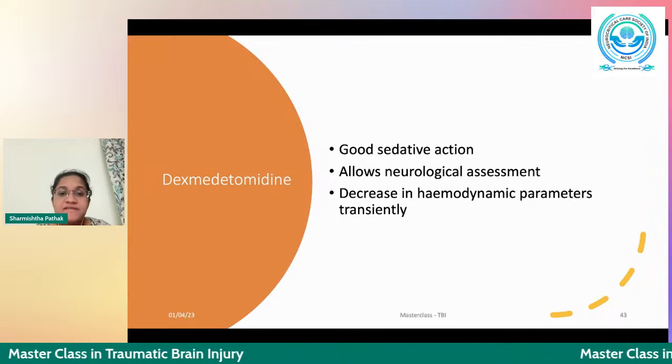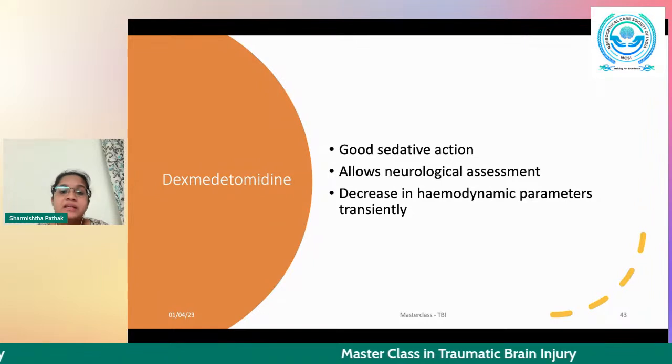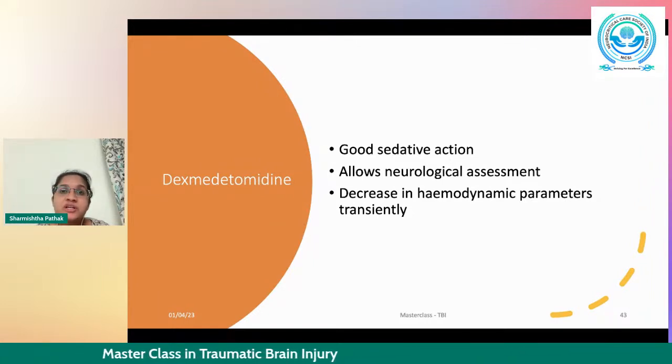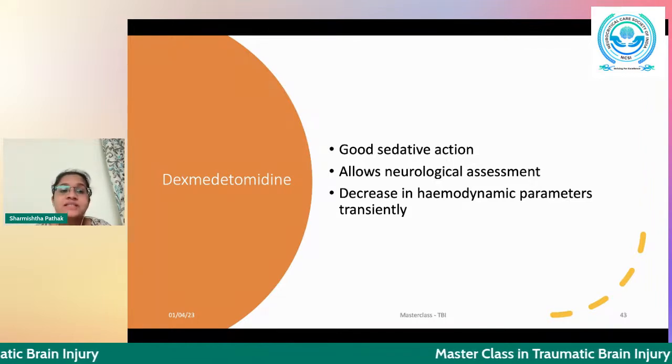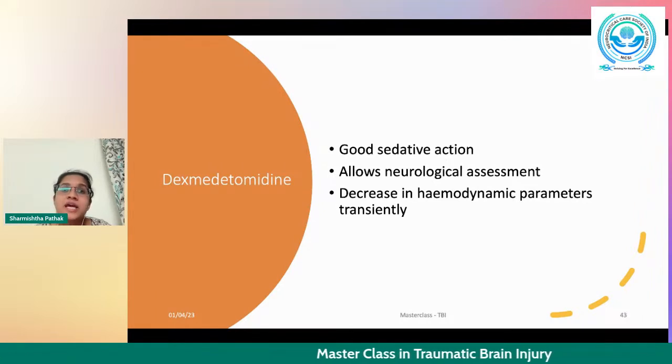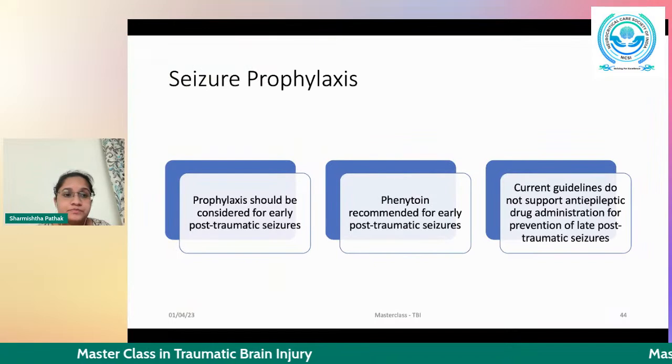Dexmedetomidine has a good sedative action, allows good neurological assessment, but can result in decrease in hemodynamic parameters transiently. So there is no one agent which can be used, as there is no ideal agent available. A combination of these agents can be used, or they can be used as intermittent boluses or continuous sedation.